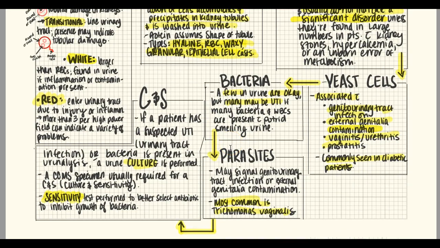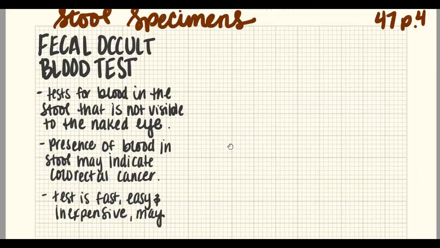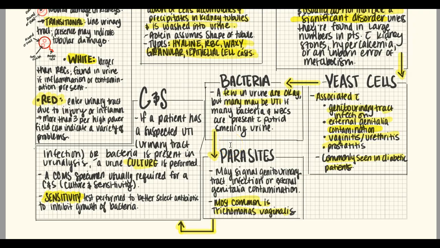Parasites. If a parasite is present, it may signal a genitourinary tract infection, or again, it could just be external genitalia contamination during the collection process. The most common parasite picked up in urine is Trichomonas vaginalis, so we see that pretty frequently.